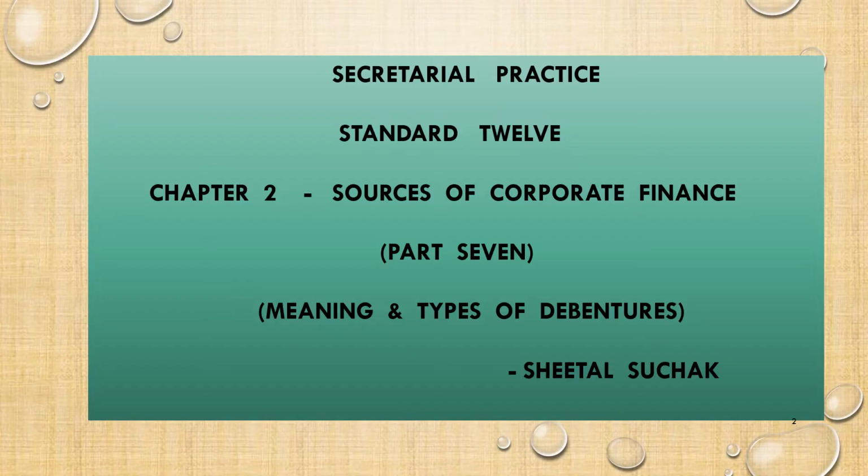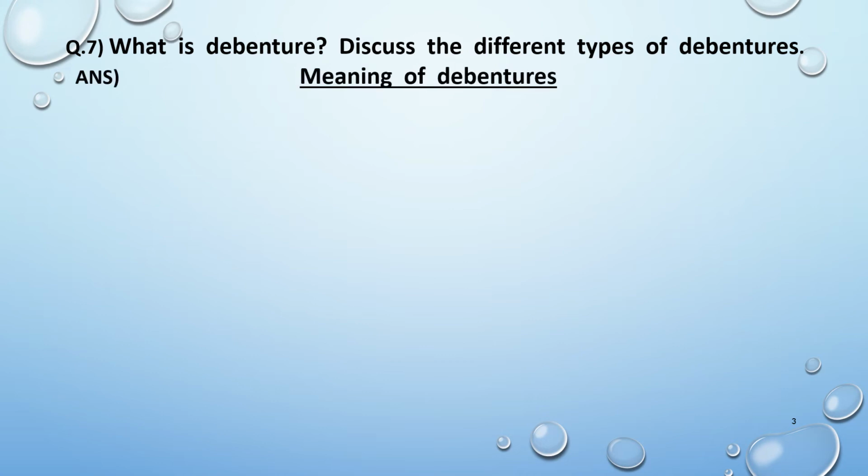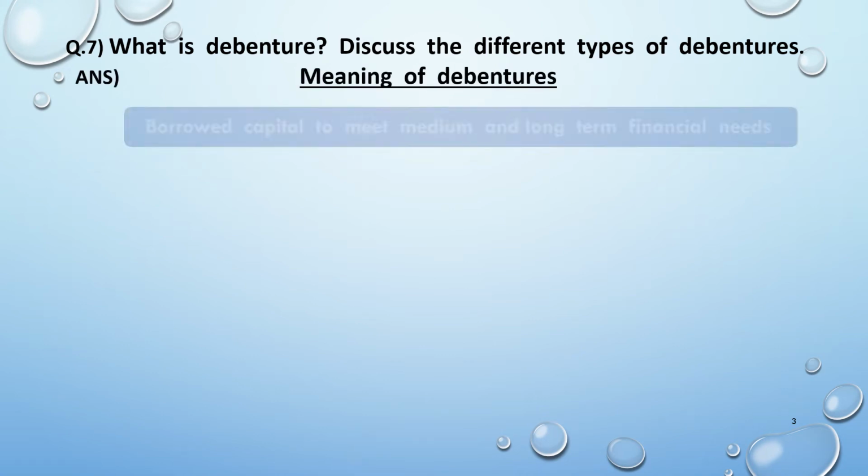Let us move towards part 7 of chapter number 2, that is sources of corporate finance, wherein today we are going to understand meaning and types of debentures. Let us move towards the seventh question, which is what is debenture, and discuss the different types of debentures. Let us first understand the meaning of debentures.